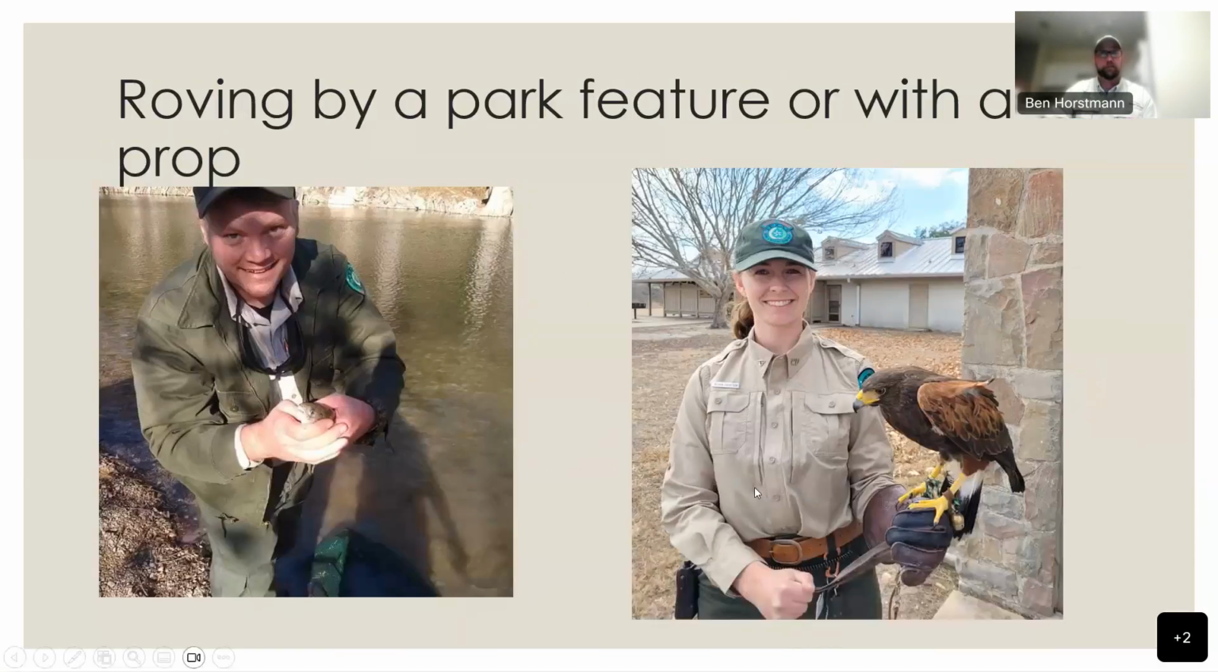Roving by park feature, we're using a prop. These are pretty nice props to have. I can tell you Chill Canyon does not have a Harris Hawk. This just happened to be at one certain time where they were doing a raptor show, and she got to hold it. But we also, obviously, at a kid fish, as Trent is holding the fish over here, being able to show them a fish is pretty crazy cool.